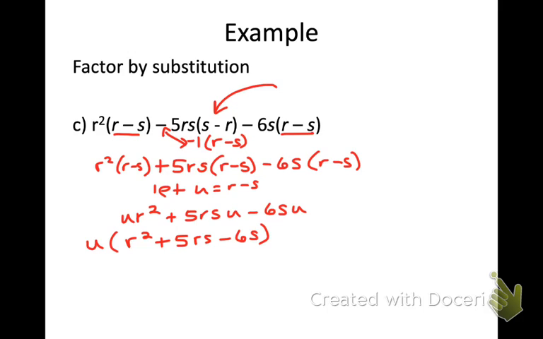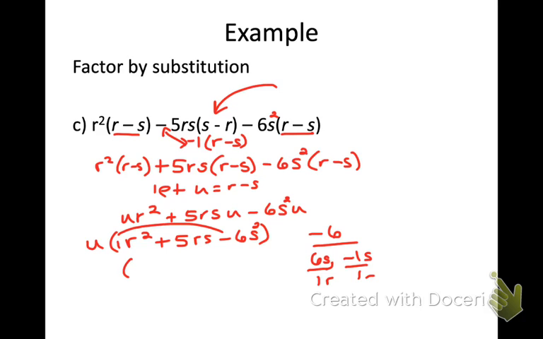Can I factor that trinomial inside? Sure. 1 times negative 6 is negative 6. Factors of negative 6 that get you to positive 5: 6 and negative 1 over 1. I have an r here. And I think I have a typo on this one. I feel like that should be an s squared, and that needs to be an s squared back in that original problem. There we go.